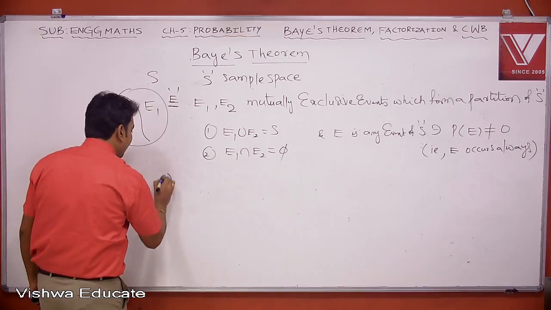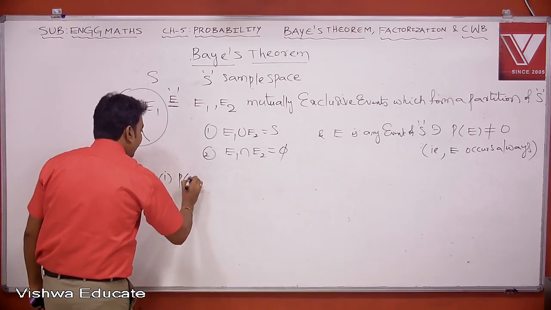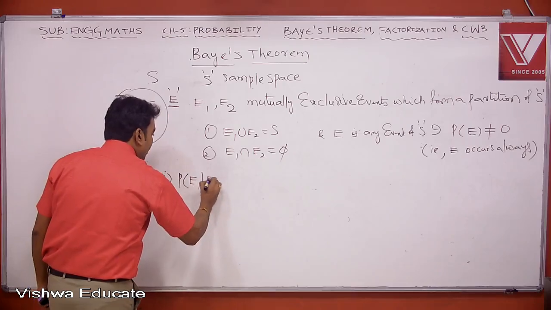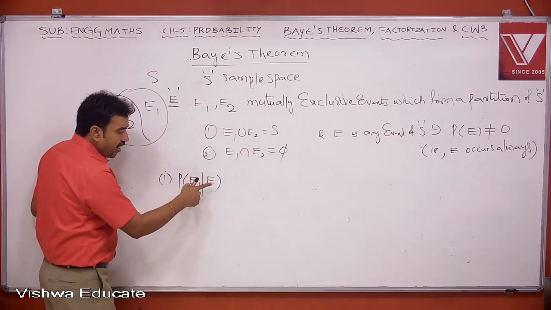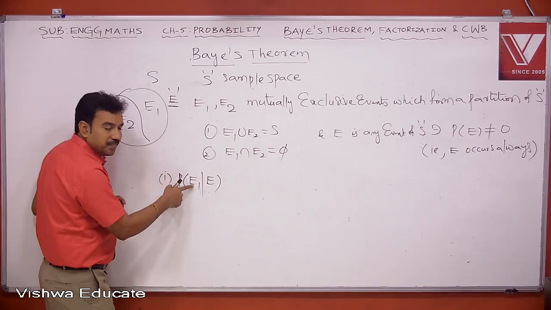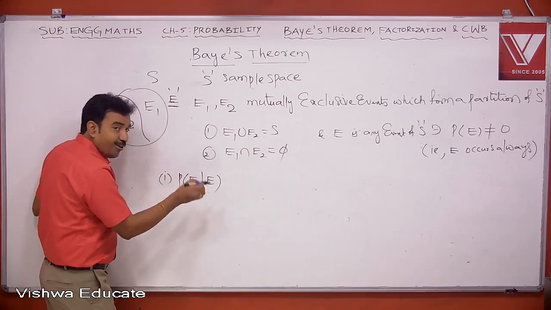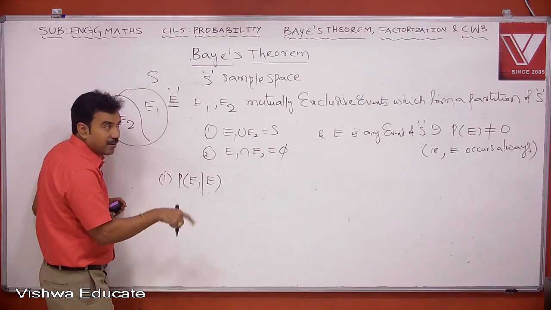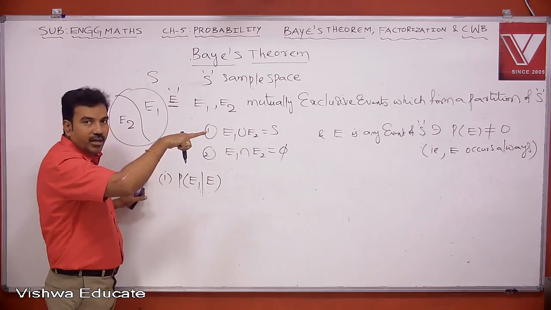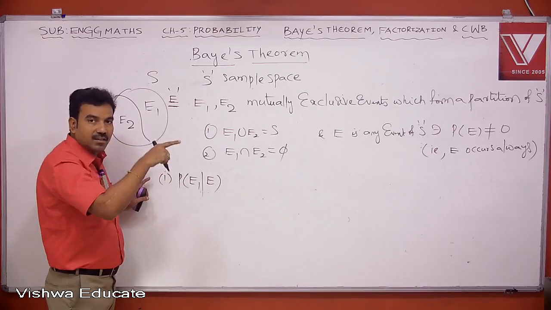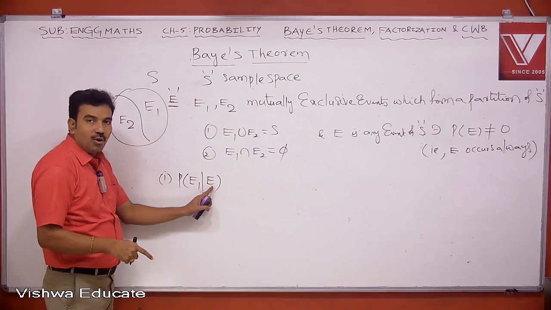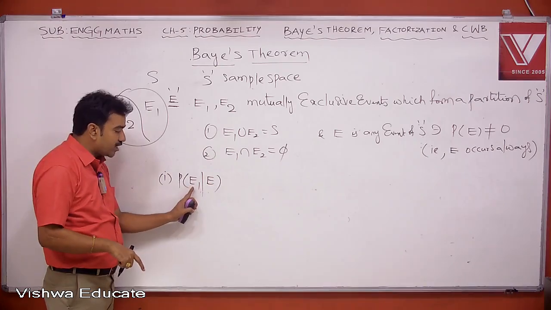So then point 1 is P of E1 slash E. That means the probability of occurrence of E from E1. Conditional probability: E has already occurred. Here I am saying that P of E is not equal to 0, that means E always occurs. So if E occurs, what is the probability that it occurs from E1?